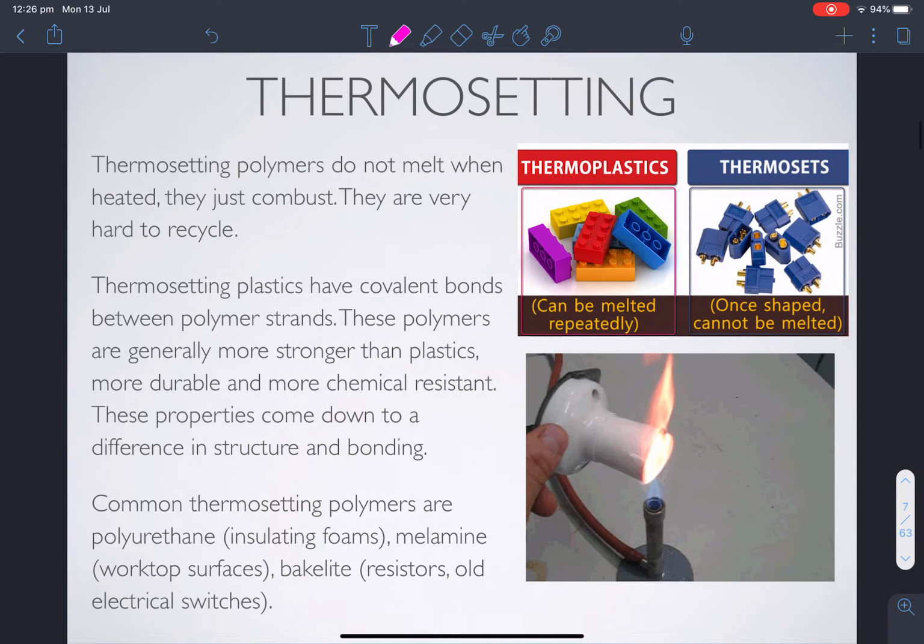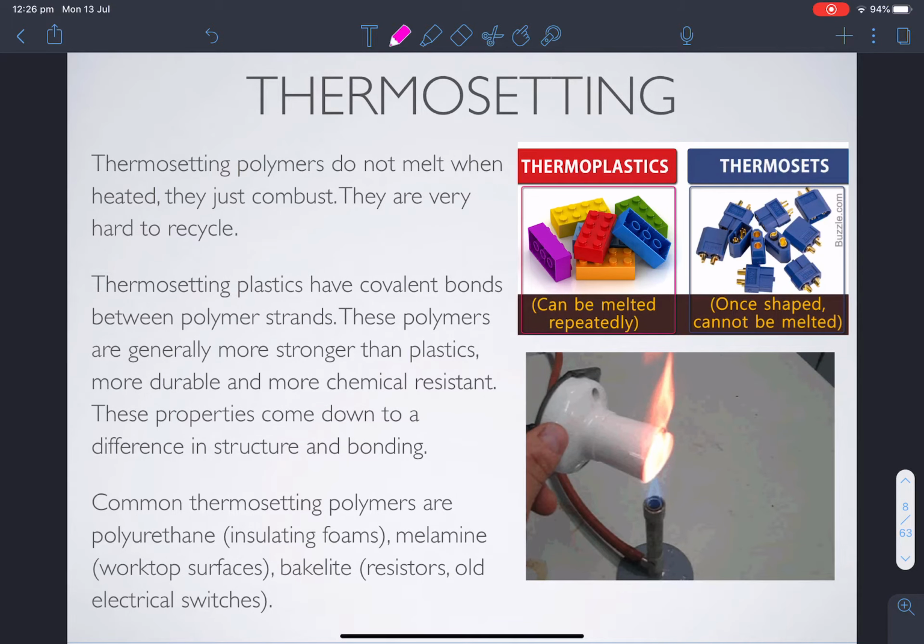Anyway, thermosetting polymers do not melt when heated. What they do is just combust. And this lovely GIF, if it was working here, you'd just see it. You know those plastics when you put heat on them, they just burn. They don't melt. They just combust, and they give off fumes and stuff.